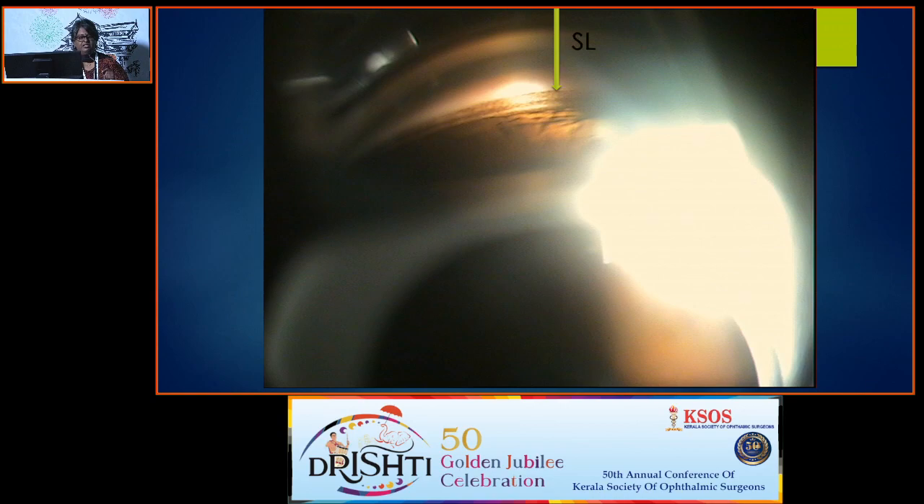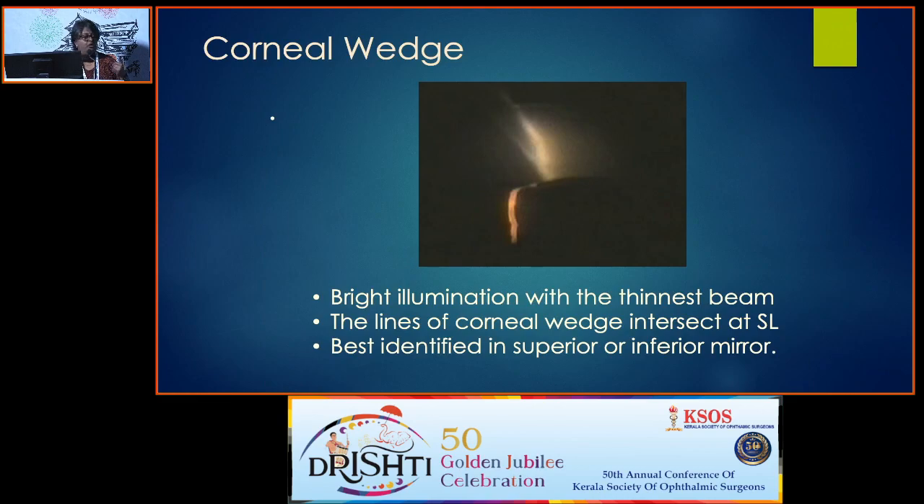So these are the angle structures: Schwalbe's line, trabecular meshwork, the anterior non-pigmented and posterior pigmented parts, scleral spur, and the ciliary body band. The corneal wedge, with the thinnest beam and the brightest illumination, shows the anterior and posterior corneal surfaces meeting at Schwalbe's line.